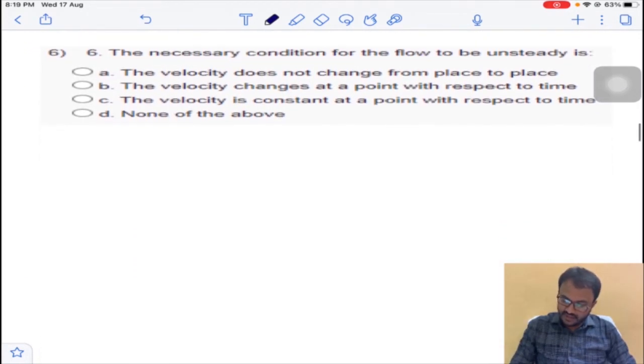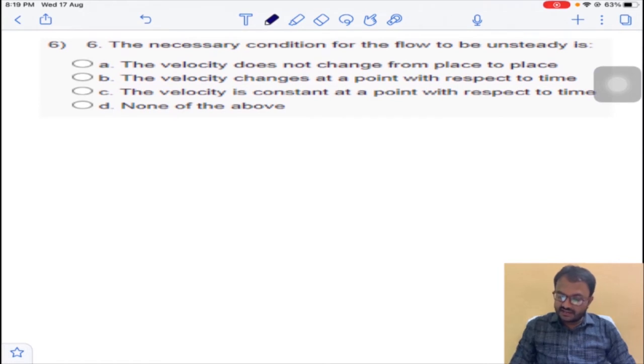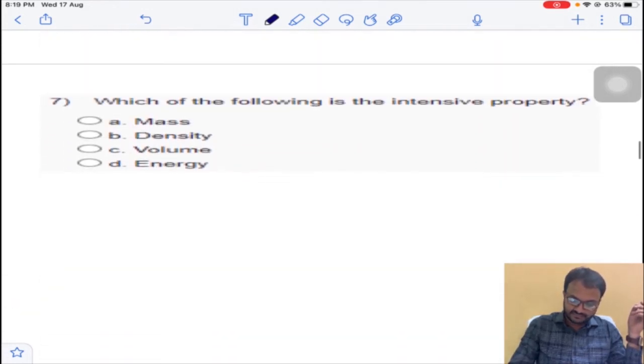Clear? Next question. The necessary condition for the flow to be unsteady. Steady means all the parameters of the flow with respect to time are constant, then we call it a steady flow. If all the parameters, for example, acceleration, velocity and density, are not constant with respect to time, we call it unsteady flow. That is, velocity changes at a point with respect to time. Okay, so the answer is B for question number 6.